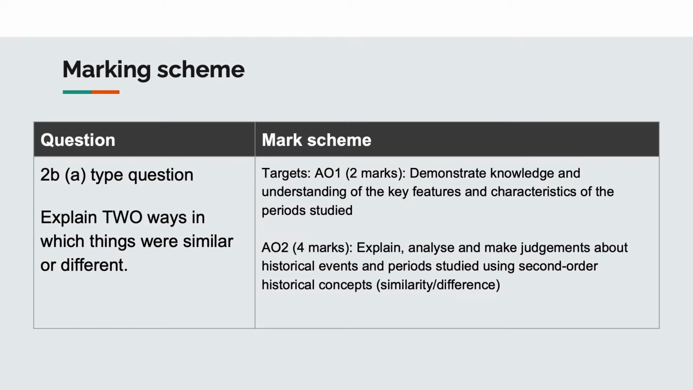Here's the marking scheme directly from the curriculum guide. I want to note that there are essentially 2 things which are being evaluated in this type of question. Target A01, which is demonstrate knowledge and understanding, and A02, which is explain, analyze, make judgments about historical events, period study using second-order historical concepts.